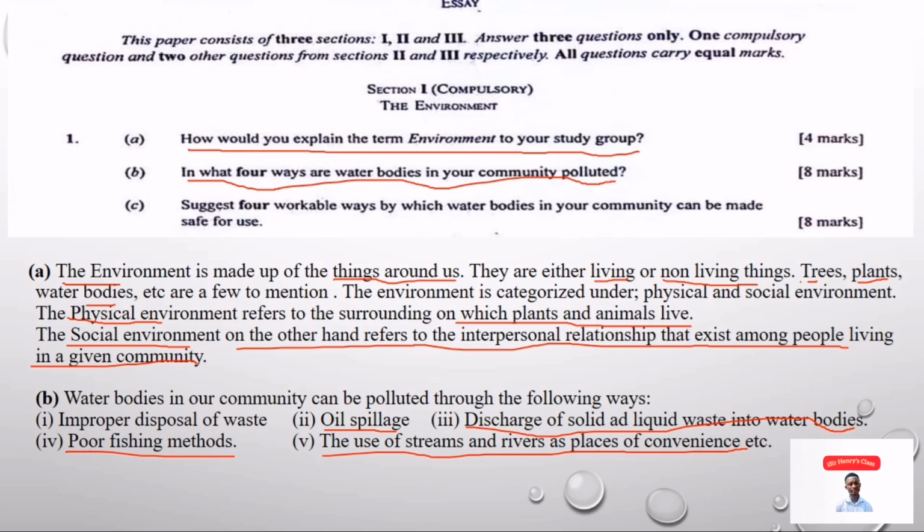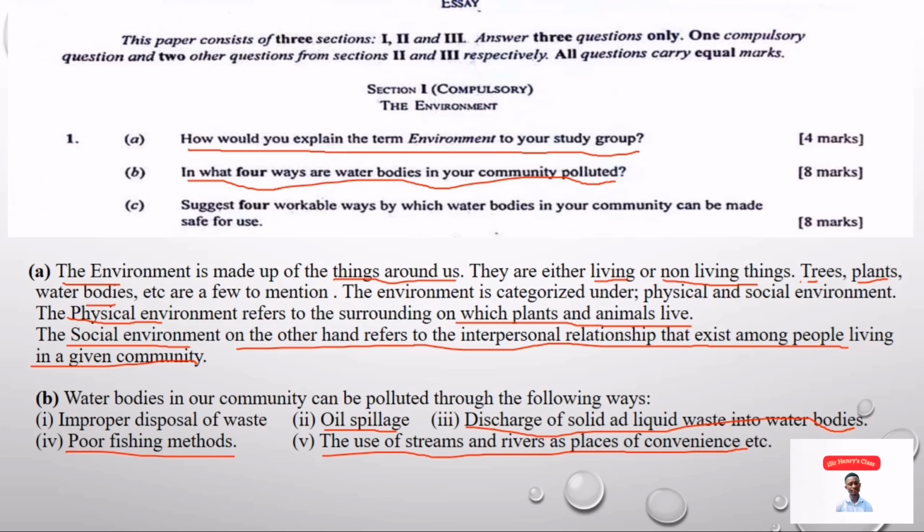The environment is grouped into 2. We have the physical environment and the social environment. The physical environment is the surrounding on which plants and animals live, and the social environment is the interpersonal relationship that exists among people living in a given community. And all this goes for 4 marks. So first, we tell what the environment is, give few examples of the things in the environment, and discuss briefly the types of environments. Now let's move to 1B.